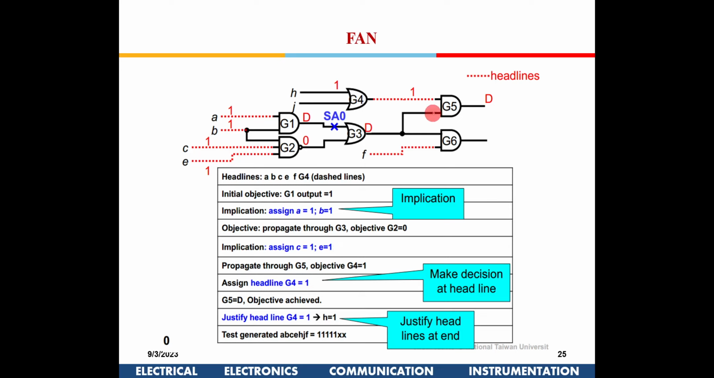And then I need to bring this to G5. Now this decision is to be taken. Either D needs to be propagated to G5 or G6. Now we make a decision. If you use the SCOAP analysis, G6 would be better. If you don't use the SCOAP analysis, then it can choose G5 also.